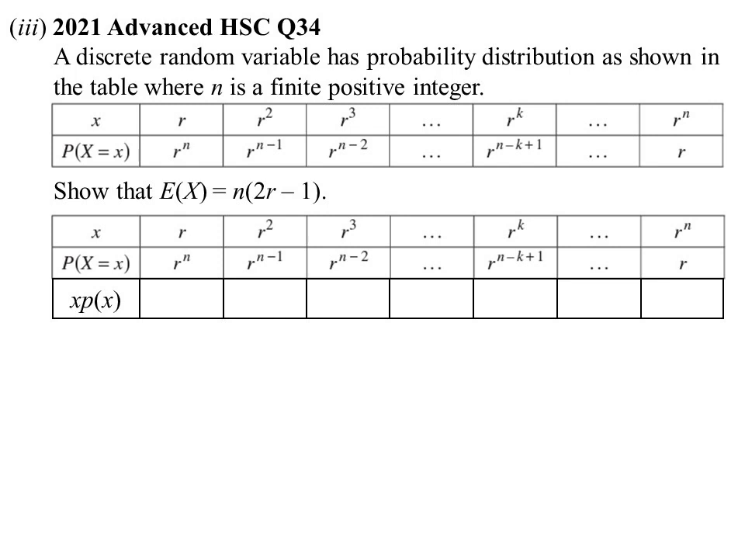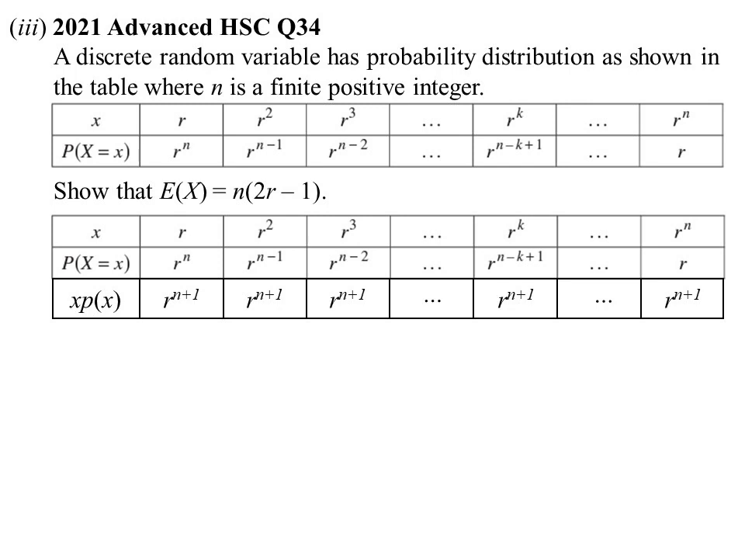I'm going to need the xP(x) row now. So we multiply x with the probability of x. So the first one becomes r times r to the power of n minus 1, which is r to the power of n. The next one, r to the power of n plus 1 as well. That was nice. Oh look, the next one is too. And in fact, every single one of them turns out to be r to the power of n plus 1.